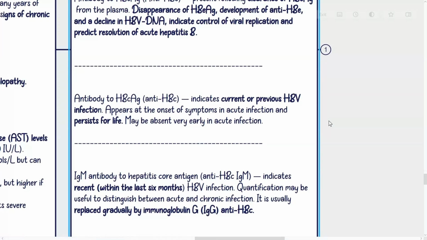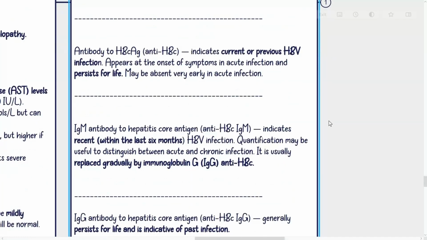Antibody to core antigen, HBcAg, anti-HBc, indicates current or previous HBV infection. It appears at the onset of symptoms in acute infection and persists for life. It may be absent very early in acute infection.